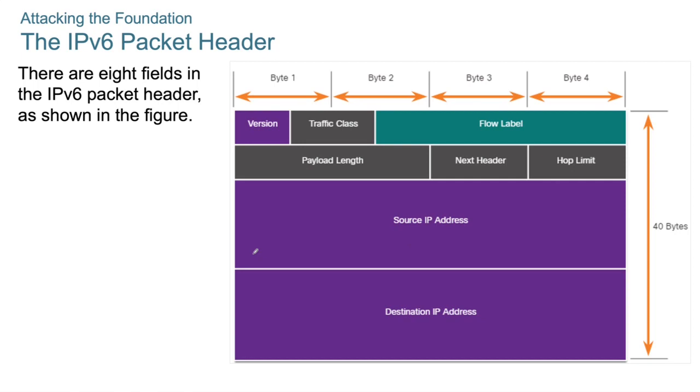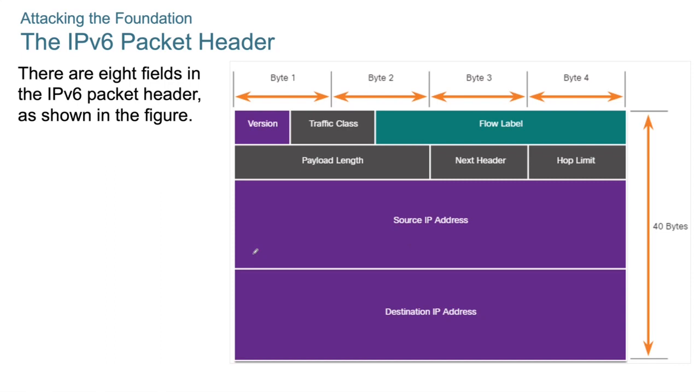And there is the next header field. This field uses 8 bits, and is equivalent to your IPv4 protocol field. It indicates the data payload type that the packet is carrying, enabling the network layer to pass the data to the appropriate upper layer protocol.